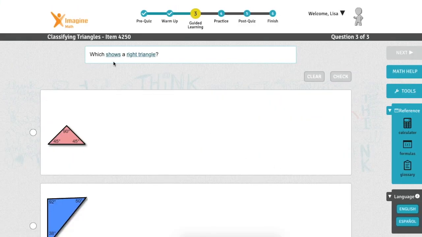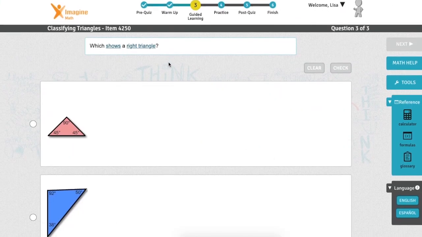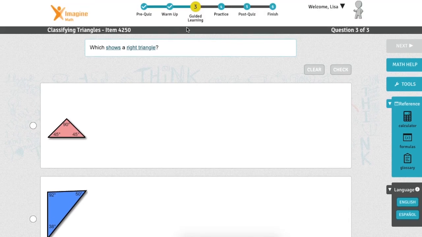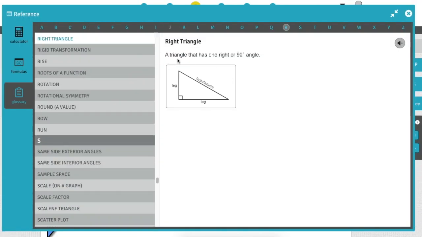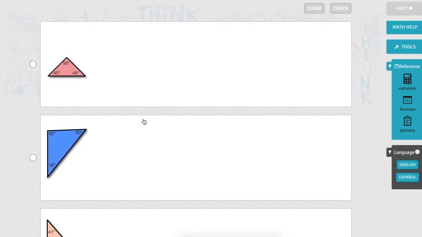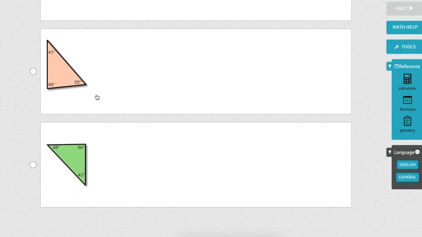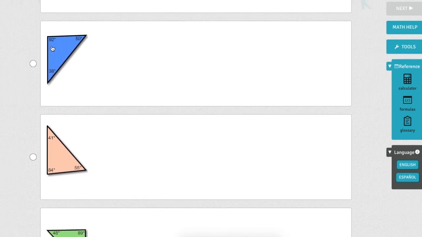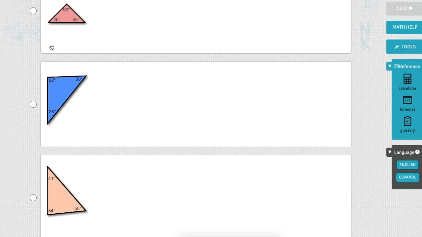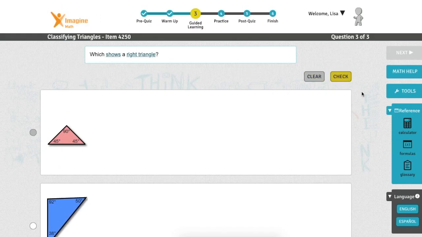All right, the third one says, which shows a right triangle? Remember, a right triangle is a triangle that has 1 right or 90-degree angle. Okay, so this one doesn't have any 90-degree angles. This one doesn't have any 90-degree angles. This one has a 92, that's close, but it's not a 90-degree angle. This one has a 90-degree angle, so that's going to be your right triangle.